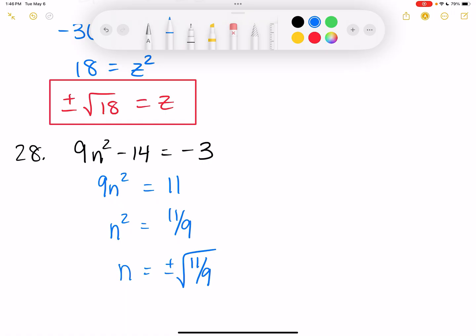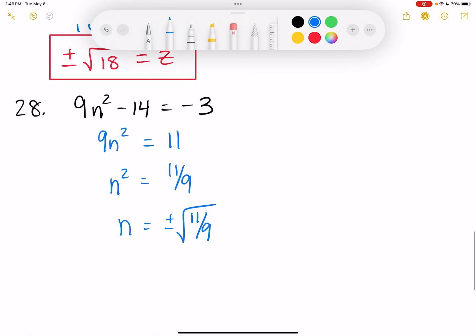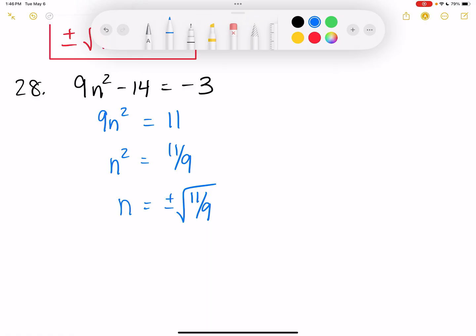What do we get? N equals plus or minus the square root of 1.2 repeating. I don't think I got it right. I just divided it and put plus or minus the square root of 11 over 9. I said we're leaving things as they are. We're not doing decimals. Oh, it would have helped if I got negative 3 plus 14.